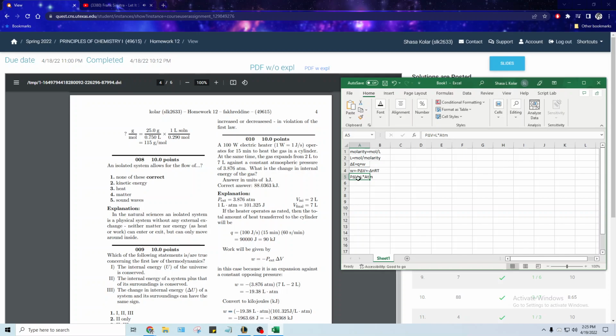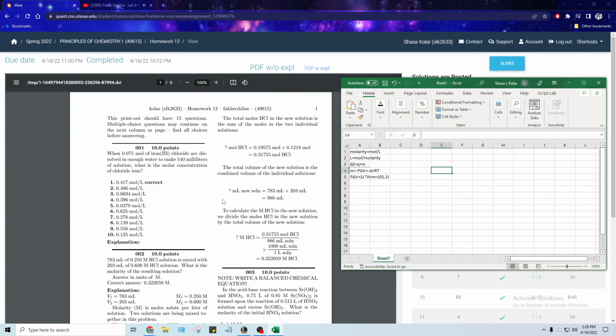However, 1 liter atmosphere is equal to 101.3 joules. So whenever you have liter atmospheres, you need to convert it by multiplying your liter atmospheres by 101.3 to get joules. So that is important to know. Well, let's go ahead and just do all of them. This is very much a knowing how to do it, and then it's easy. And until you know how to do it, it's not easy.